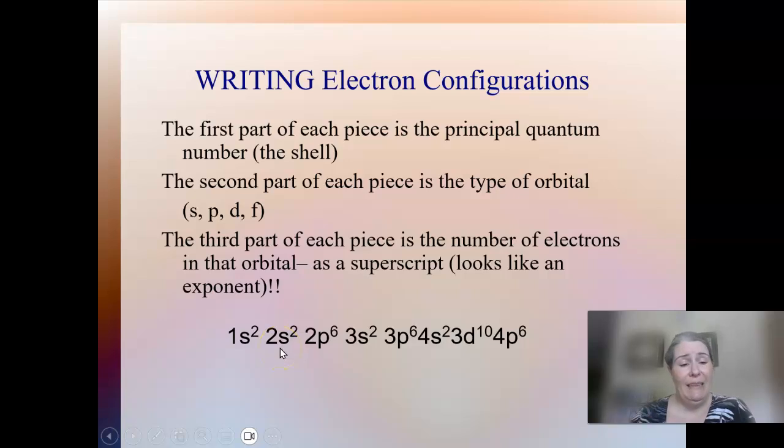So we need to distinguish between 2 different things, writing electron configurations and drawing orbital diagrams. When we write our electron configurations, this should look very familiar from first year. The first part of each piece of my configuration is that principal quantum number, the shell. The second part is the type of subshell. The third part is the number of electrons in each subshell as a superscript. It looks like an exponent. Do not write it as a subscript like a chemical formula or right next to it. That looks weird. It is an exponent, and yes, that's actually important enough to lose points on the AP exam.